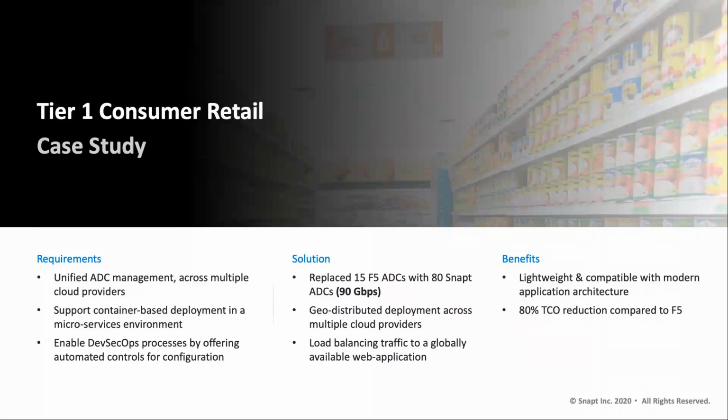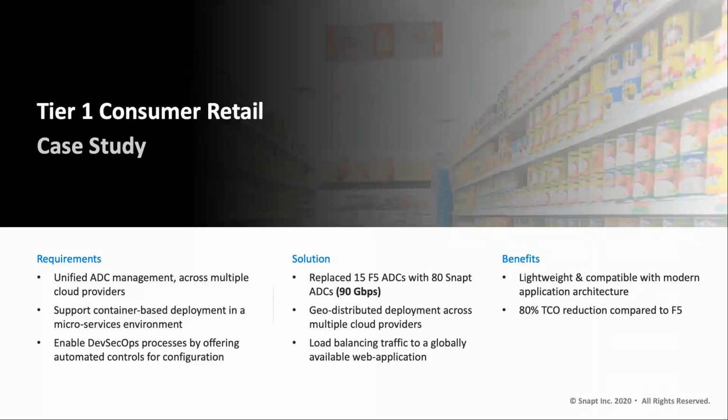Specifically, they also had quite a bit of CI and continuous development practices internally. And they were looking for a tool that could be managed through DevOps practices, fully automated with controls to deploy, manage, and configure going forward. Essentially, the solution for them was to replace F5 with 80 of the Snapt application delivery controllers, serving about 90 gigabits per second of traffic overall, in a very geo-distributed environment where they had that online store available to users in North America, Africa, Europe, and Asia-Pac, providing load balancing and web acceleration across the entire region.